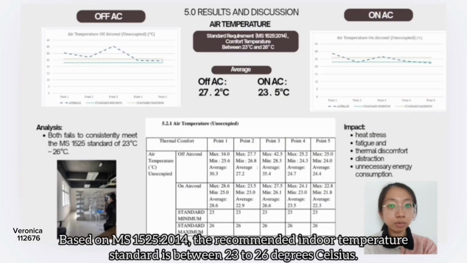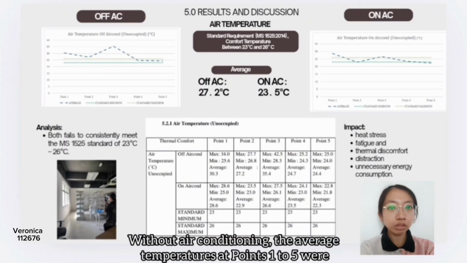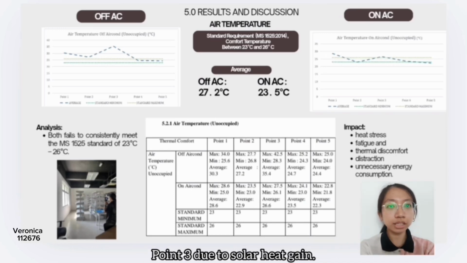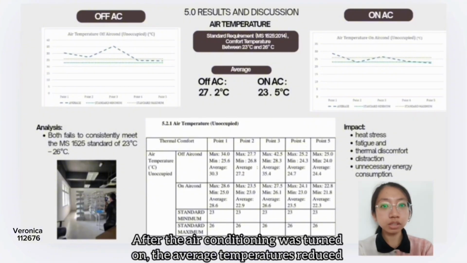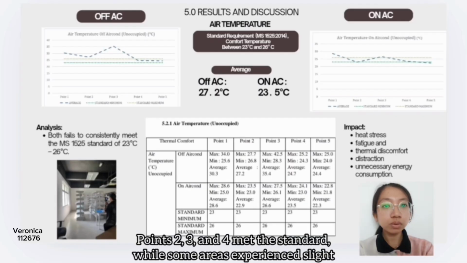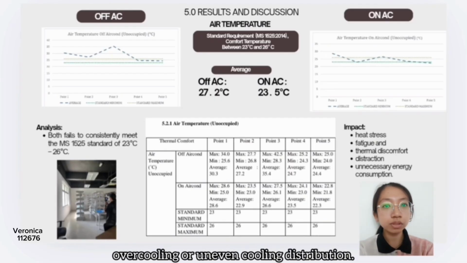Based on MS 1525 2014, the recommended indoor temperature standard is between 23 and 26 degrees Celsius. Without air conditioning, the average temperature at points 1 to 5 was above the standard, ranging from 28 to 35 degrees Celsius, especially at point 3 due to solar heat gain. After the air conditioning was turned on, the average temperature reduced to around 22 to 26 degrees Celsius. Points 2, 3, and 4 met the standard, while some areas experienced slight overcooling or uneven cooling distribution.